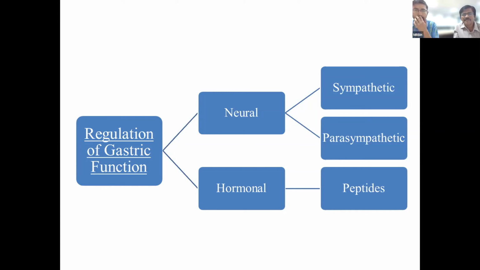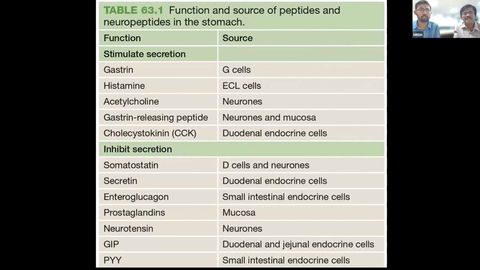Now, the regulation of the gastric function is under neural and hormonal components. In the neural, we have the sympathetic and the parasympathetic supply as described by my previous speaker. And in the hormonal, we have peptides. Now, recently, it has been noted that there is a lot of overlap in the function between the neuronal components and the peptides, the neurotransmitters and the peptides, and therefore, a lot of them are referred to together as neuropeptides under the broad term. So here we see a list of the various neuropeptides that are there.